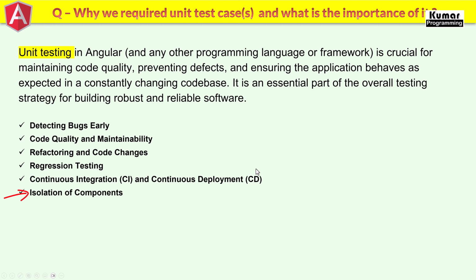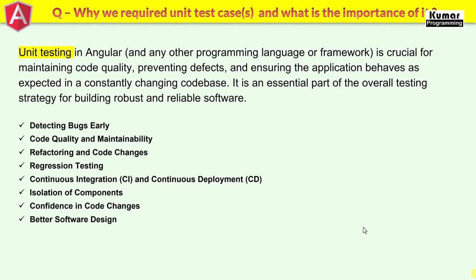Whenever we are writing the test cases, we can easily isolate the components because test cases are written individually for each and every component. Now the next thing is, whenever you make changes, you can deploy your code confidently in your production environment, because all the testing related stuff is going to be covered in your test cases. Last but not the least, if you have implemented unit test cases, you can make a better software design.